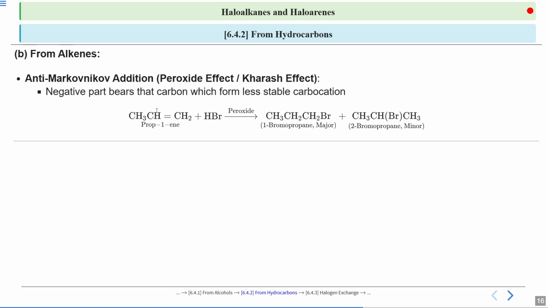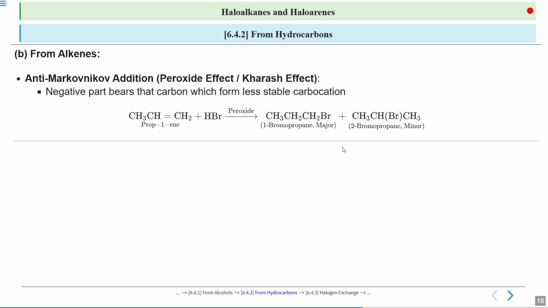The second carbon will form a secondary carbocation, which is more stable than the primary carbocation formed at the first carbon. So according to the anti-Markovnikov addition rule, this bromine negative should go to the first carbon, the carbon forming the less stable carbocation, right? And that is what is happening. You are getting the major product as 1-bromopropane, CH3CH2CH2Br, where bromine is attaching to the first carbon. And the minor product is where bromine attaches on the second carbon, obviously. So 2-bromopropane is your minor product and 1-bromopropane is your major product in this reaction following the anti-Markovnikov addition.